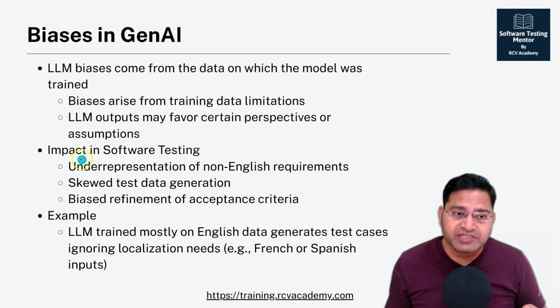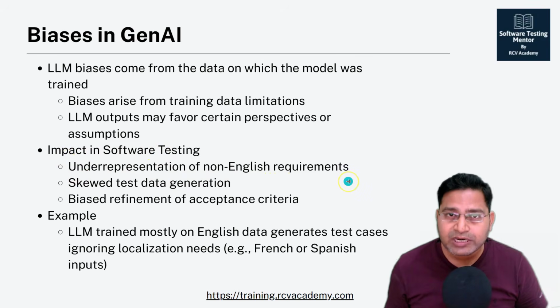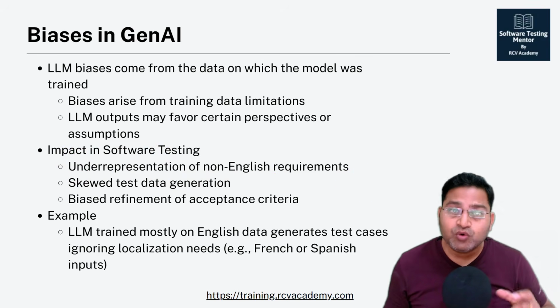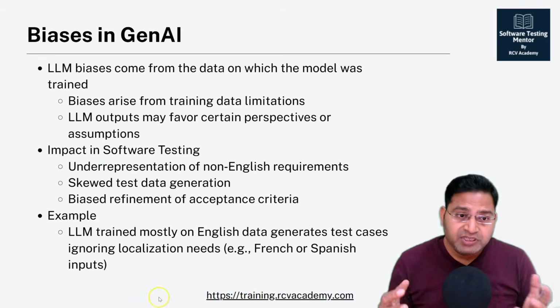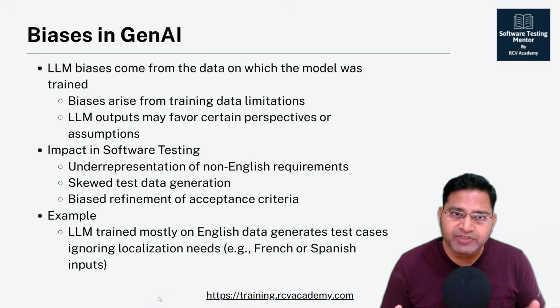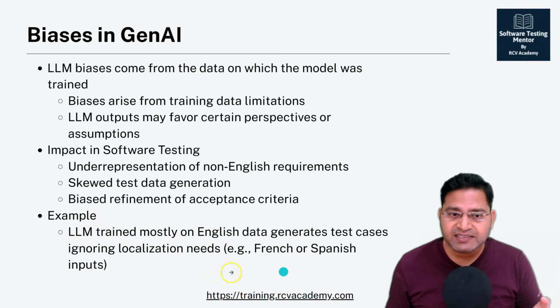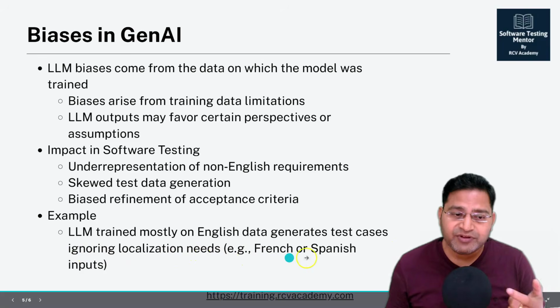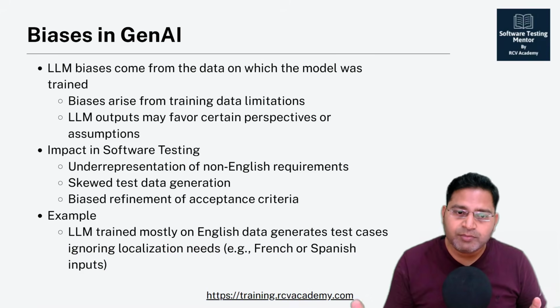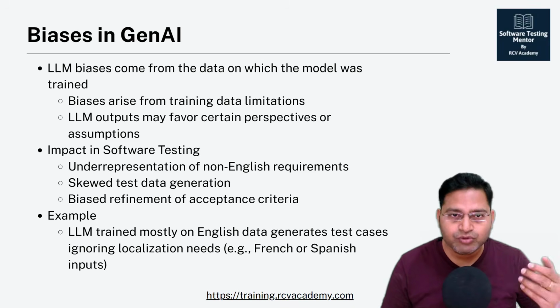How does it impact software testing? Under-representation of non-English requirements. For example, if the model is trained only on English data and English requirements, there is under-representation of non-English requirements, skewed test data generation, and biased refinement of acceptance criteria. These are some of the impacts that bias, if present in GenAI, can have on testing. For example, an LLM trained mostly on English data generates test cases ignoring localization needs, for example French and Spanish inputs. So if the model is trained only on English data, when generating localization test cases, it might struggle due to the biased training data.